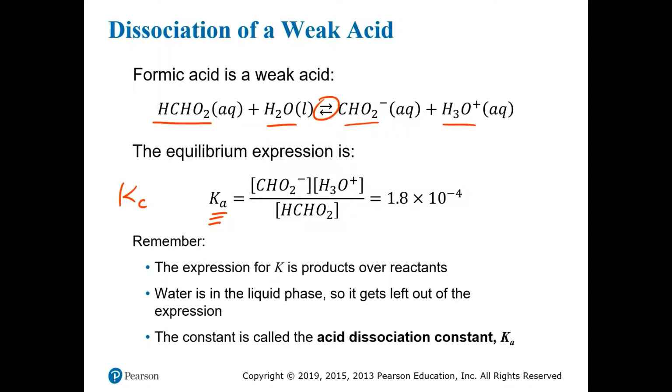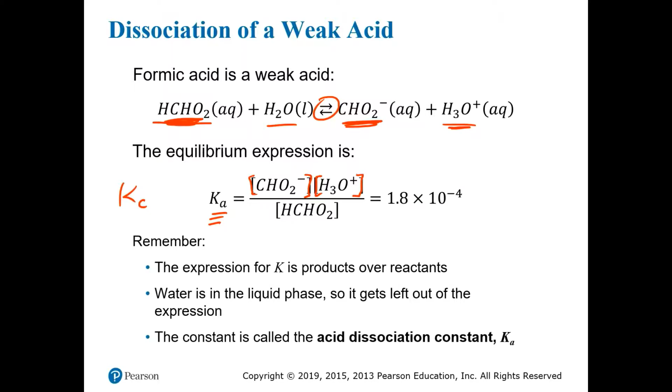If you remember from the previous chapter, the way that you construct this expression is to take the concentrations of the products, multiply them together, and put them over the concentrations of the reactants. In this case, we have the formate ion, CHO2-, that's the first product. The concentration of that multiplied by the concentration of hydronium, which is the second product, is divided by the concentration of HCHO2. That's the undissociated formic acid molecule.